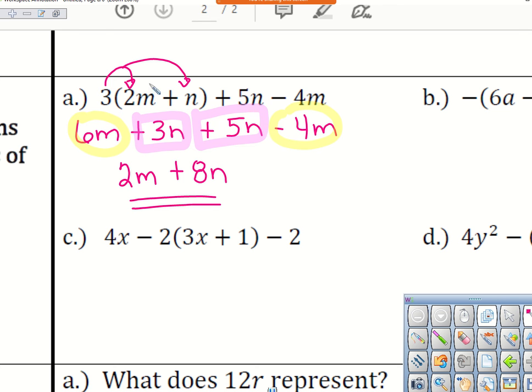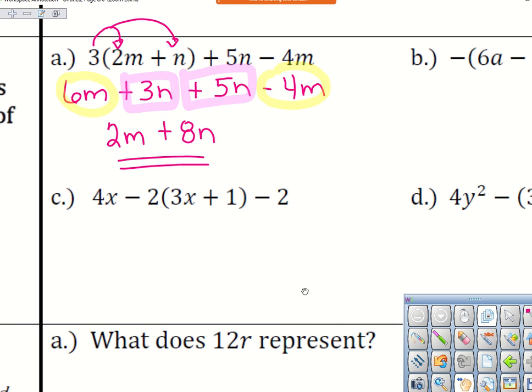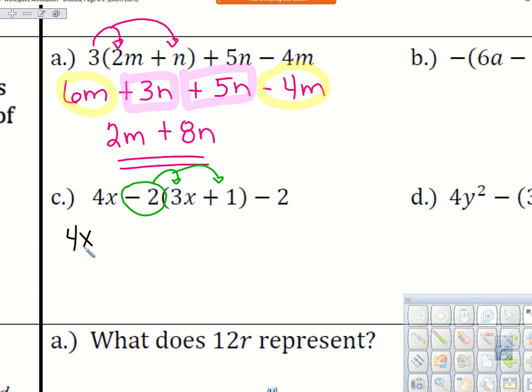And again, I'm going to do C next just so I keep the same board here. All right, letter C. Am I distributing the positive 2 or am I distributing it with the negative sign? Eli? Negative 2. You always have to take the sign. I'm going to multiply through a negative 2. This 4x just hangs out outside. That's not going anywhere. Negative 2 times 3 is negative 6x. Negative 2 times 1 is negative 2. And this minus 2 hangs out at the end.